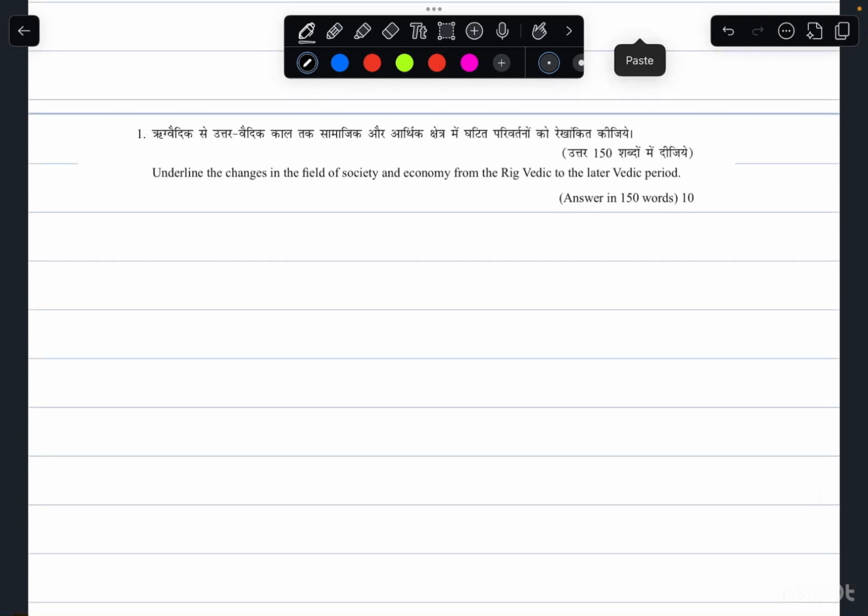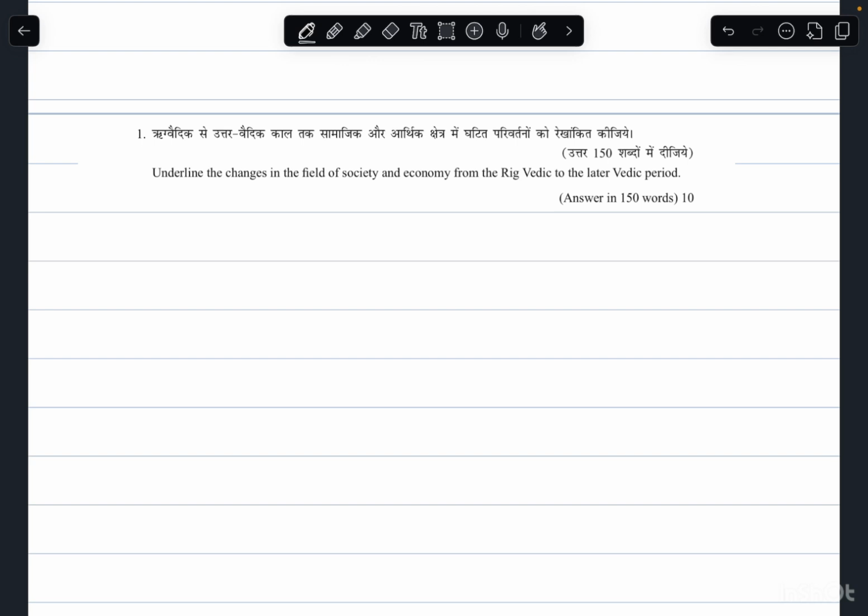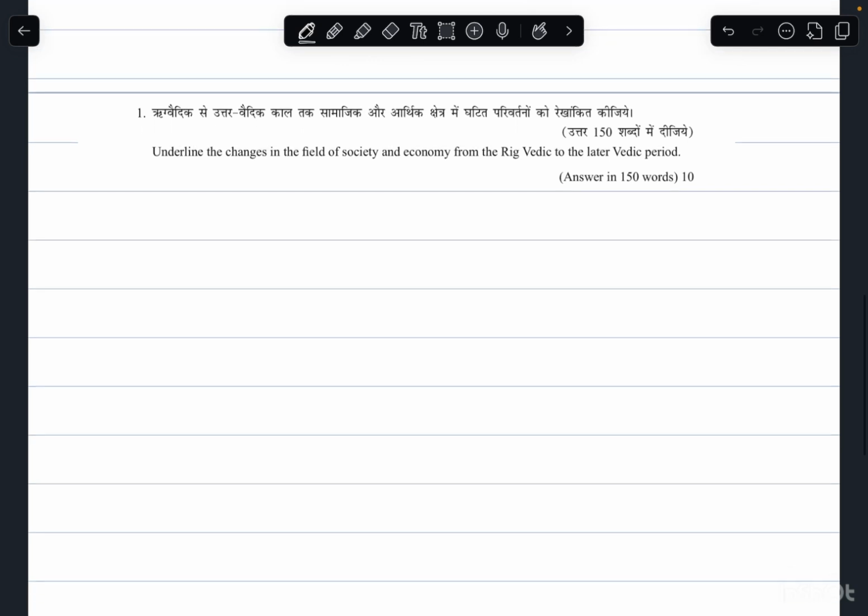Let me hide this for you. Okay, so: underline the changes in the field of society and economy from the Rig Vedic to the later Vedic period. Look, what is the question itself demanding? It is asking us to find the societal and economic changes that happened. Underline the changes. So the answer should stick strictly to the demand of the question. It's talking about society and economy. We will write our answer on these two grounds only.